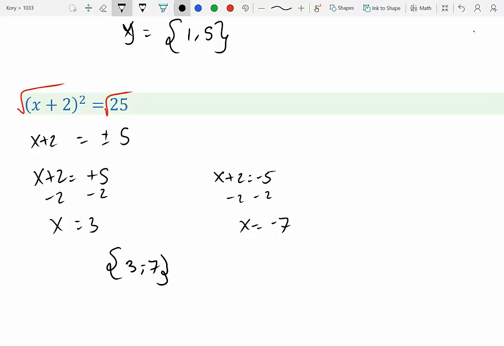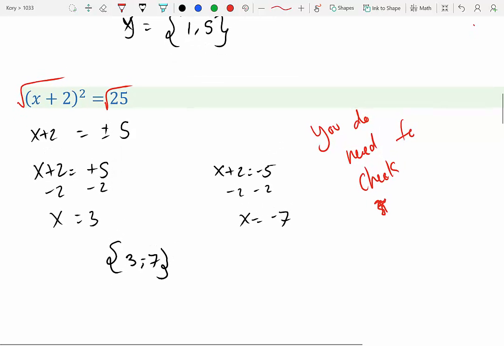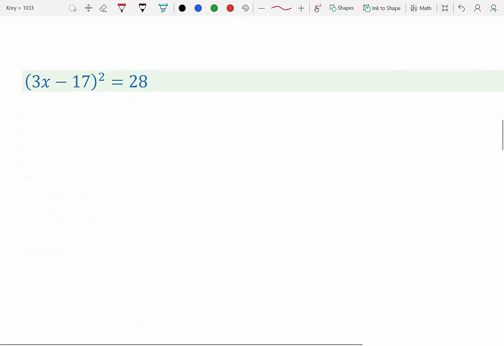Now, we do need to check your answers. I haven't yet, because we haven't come across one where it's not going to work, but you do need to check your answers. Just like in Chapter 7 when we were working with radicals in an equation, we need to check your answers, okay? And I'll start doing that from now on. Alright, so next.